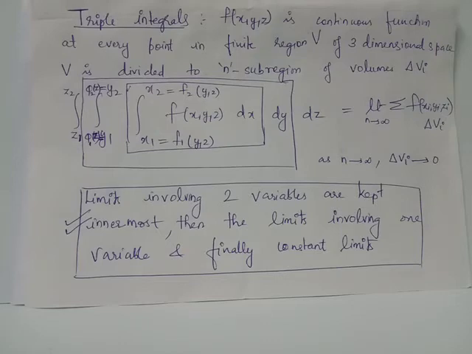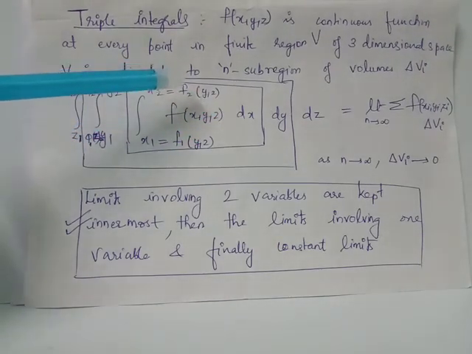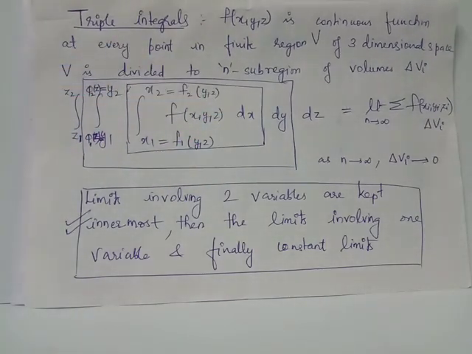Suppose x and y do not have constant limits and z only has constant limits. Then the variable whose limit involves two variables will be done first. That means the integration whose upper and lower limits involve two other variables will be considered the innermost integration. Here, in this innermost integration, we will be treating y and z as constants.